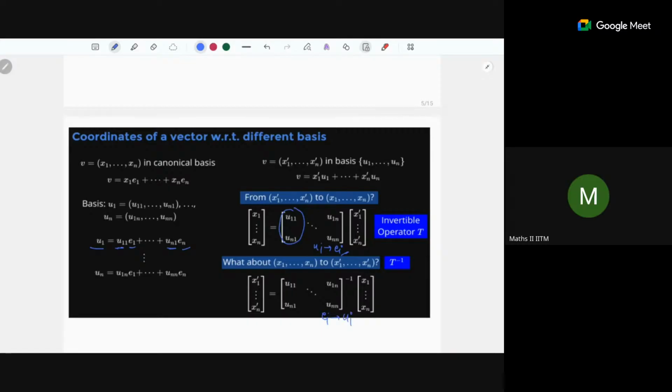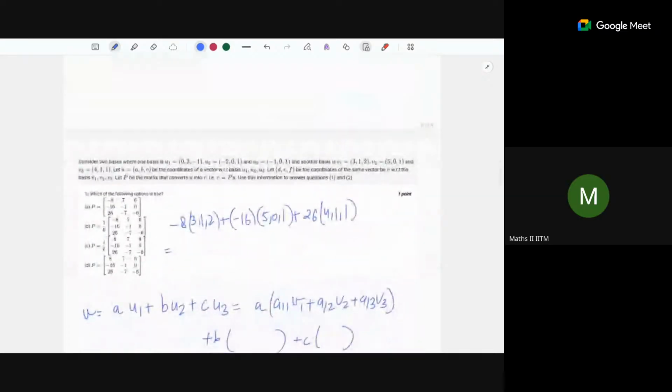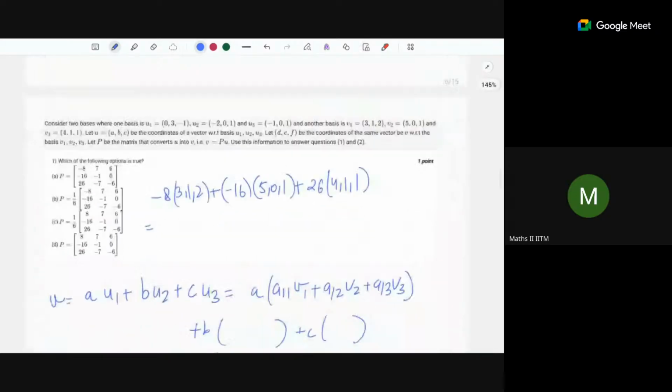In my notes, in my live session, I denoted this matrix with P. So you can also use the same notation. All right, now let's look at this question. This question is a bit different from what we did in the live session, so that's why I want to emphasize this.